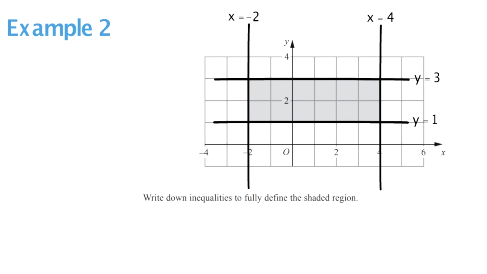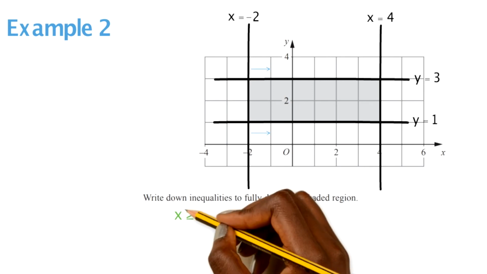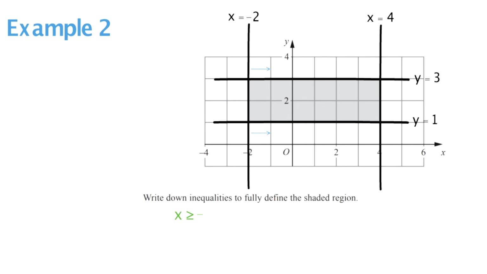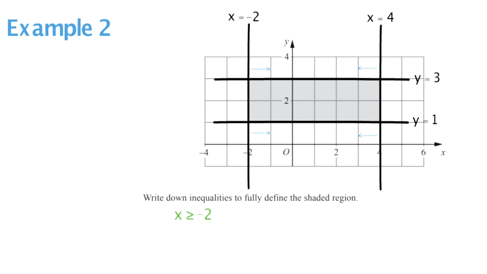So now that we know the actual equations, we need to write them as inequalities. Notice how the shaded region for x is equal to minus 2 is covering the bigger numbers. So it's showing that that inequality is x is greater than or equal to minus 2. And then for the other line, x is equal to 4, notice how it's covering the smaller regions of that line. So it's going to be x is less than or equal to 4. The reason why these are less than or equal to is because the actual points of the rectangular shape are included in the shaded region. So that's why it's equal to.